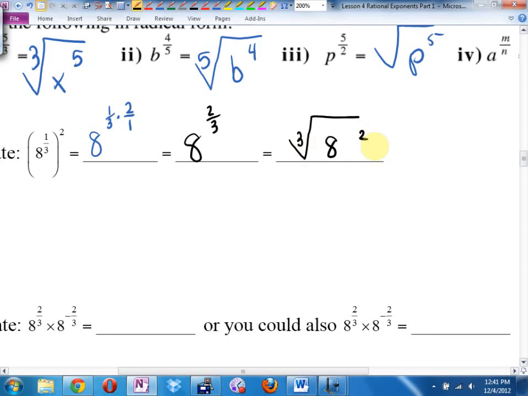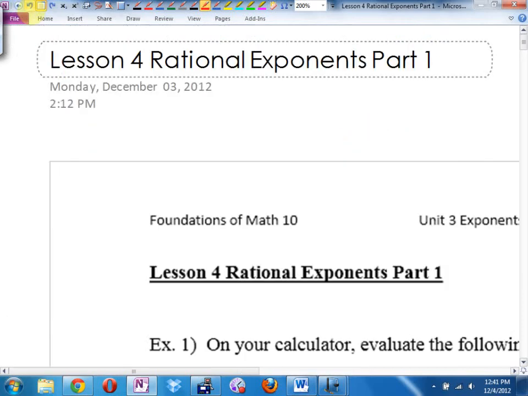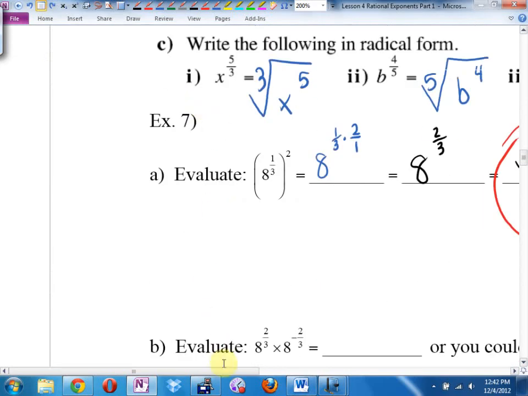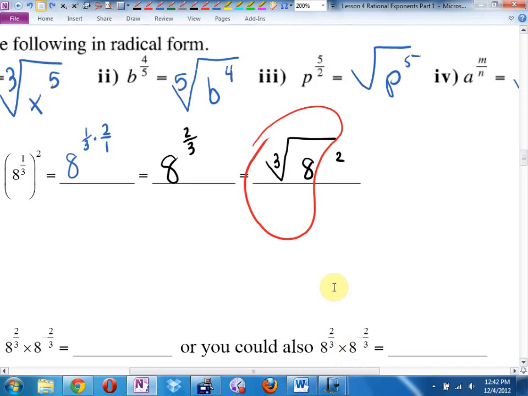And you can do this in your head. Really? No calculator. I'll show you what I mean. Without a calculator, what's the cube root of 8? 2. Squared. Oops, that wasn't supposed to happen. Lost everything there. Let's try that again. What's the cube root of 8? 2. Squared. 4. This works out to 4.